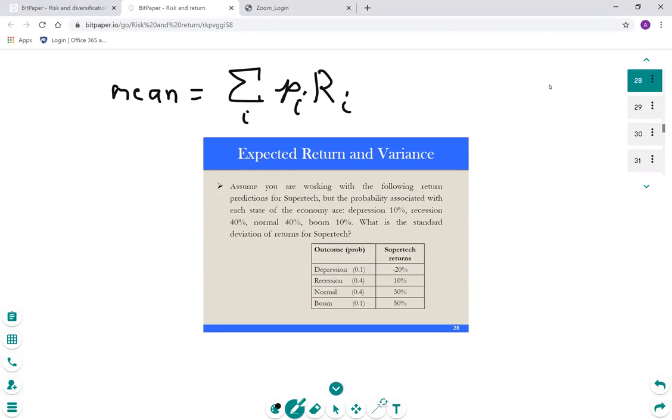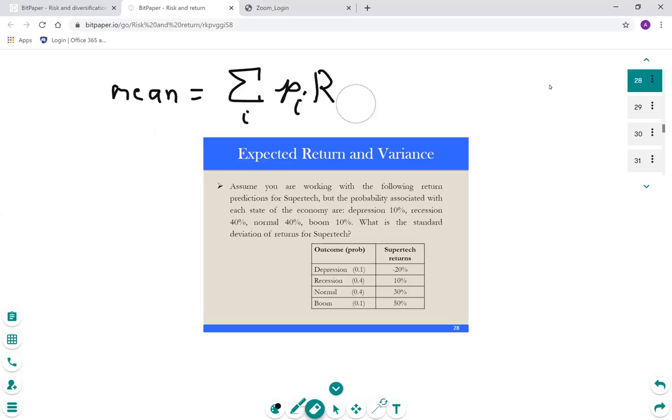So our returns are going to be given by Ri, that is the returns in contingency I, that is each I represents the different states of the economy: depression, recession, normal, or boom. And then Pi represents the probability. So this would be how you would calculate the average returns. And we could call this R bar for the mean returns.